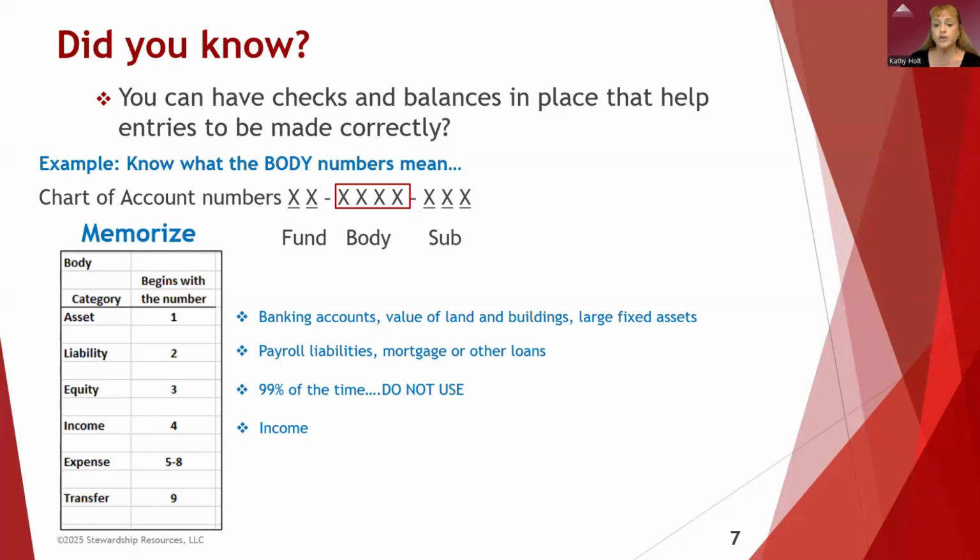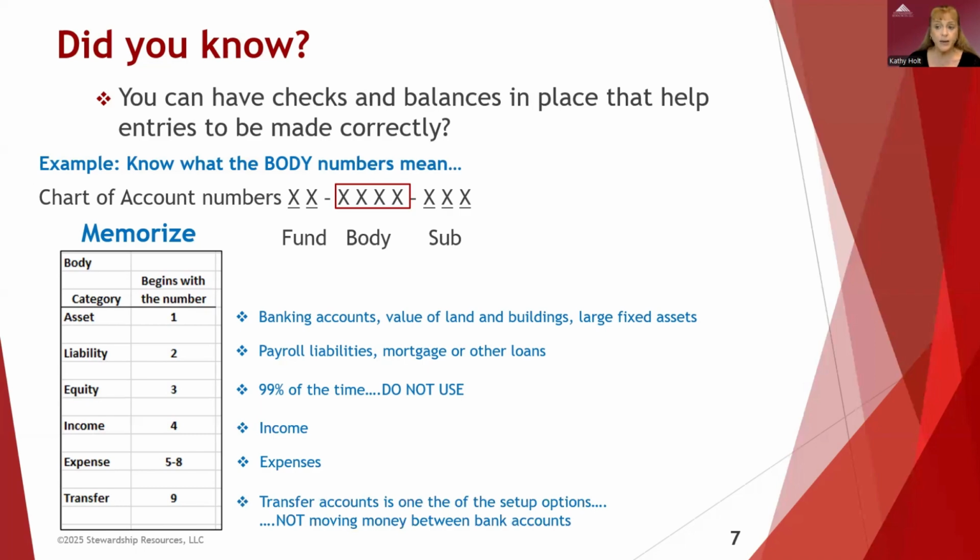If the middle four numbers start with a 4, it's always an income account. If the middle four numbers start with a 5 through 8, it's always an expense account. If the middle four numbers start with a 9, it's a transfer account. Now that's another setup option within PowerChurch. You don't have to use it. You can or you cannot.